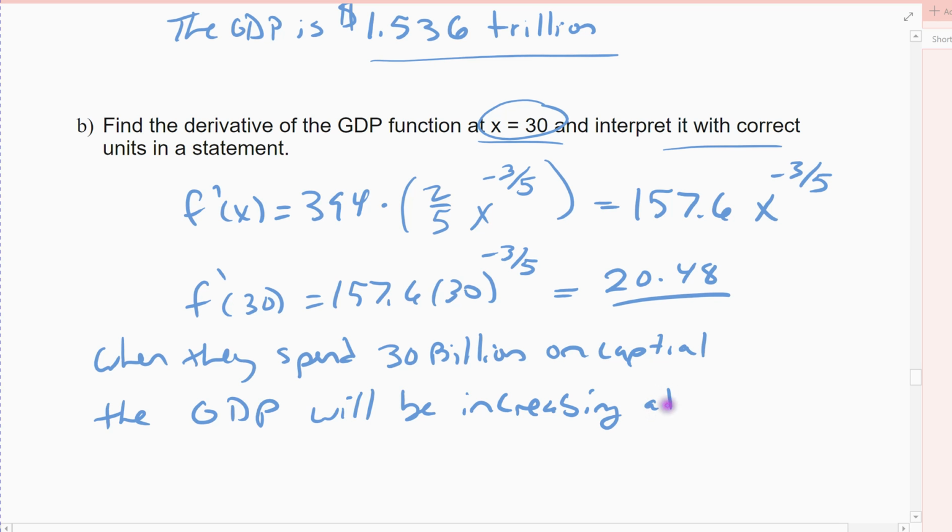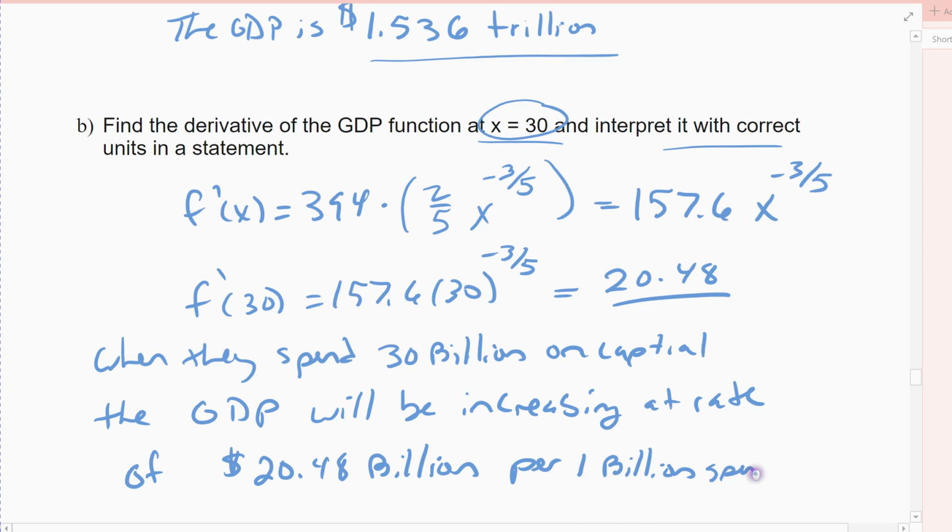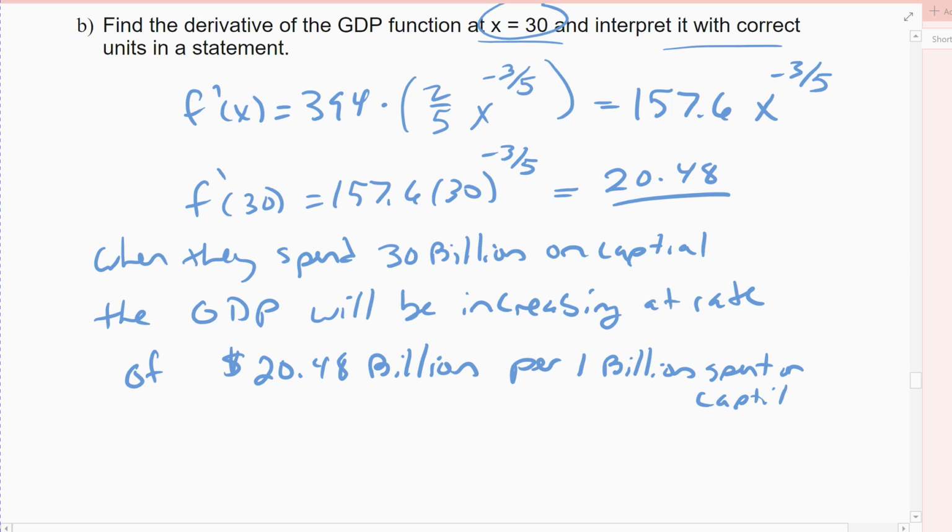Alright, increasing at a rate of $20.48 billion per unit of x. The units on x are billions of capital. So per 1 billion spent on capital. That's what's causing the rate of increase. Every $1 billion I spend on capital at that moment, my gross domestic product is going to rise at a rate of 20.48 billion. So it's a pretty good increase. It's probably something they want to think about doing if they have the money lying around.